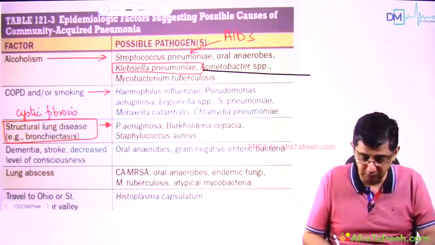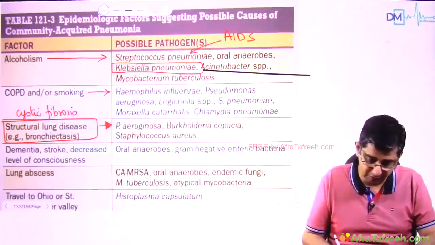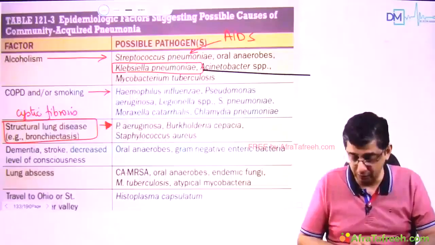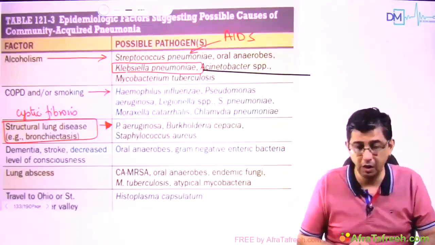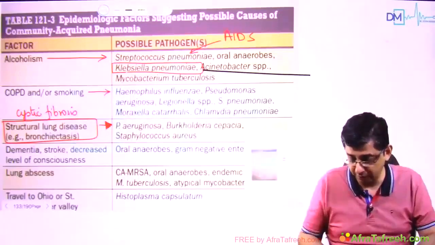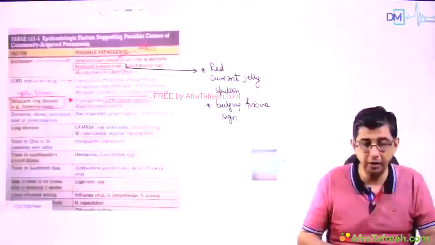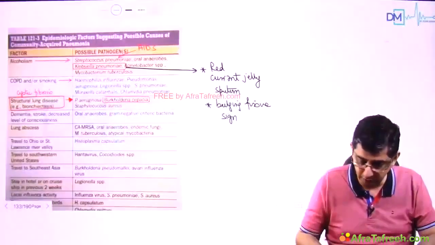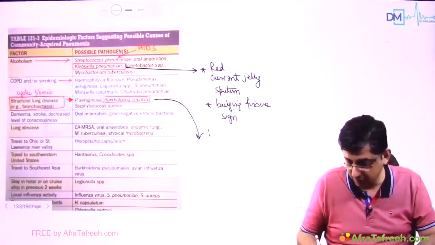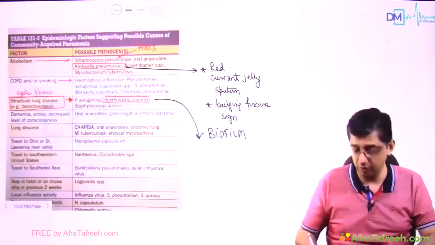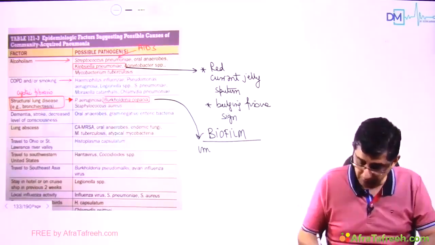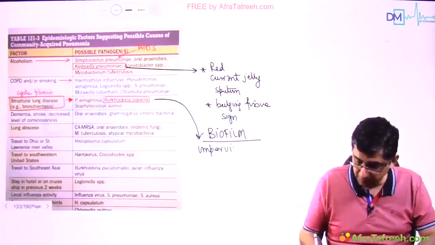So the organism walking in from the hospital environment, especially if he is accustomed to a ventilator or was subjected to a ventilator, is Pseudomonas aeruginosa. And a new organism that I'm nowadays finding is Burkholderia cepacia. Why you have to study aeruginosa and Burkholderia cepacia is because both of these organisms will form a biofilm in the lung, and this biofilm will be impervious to antibiotics.